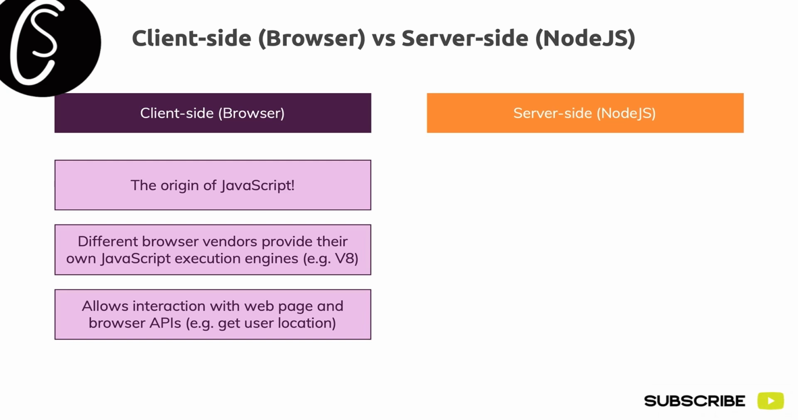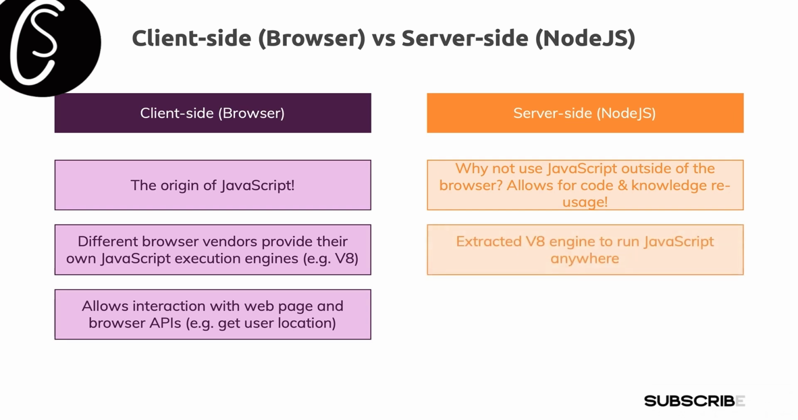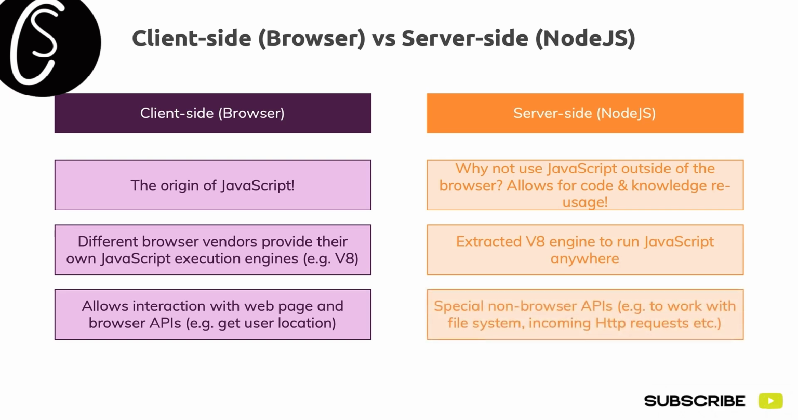On the server side, the idea was to, well, extract the engine out of the browser and allow you to run it outside of the browser so that you can reuse your JavaScript knowledge, but now use JavaScript for different tasks. And you can now run JavaScript anywhere with Node.js, for example, on a server side. And there you have special other features, other APIs you can tap in, for example, to work with the file system or handle incoming HTTP requests.